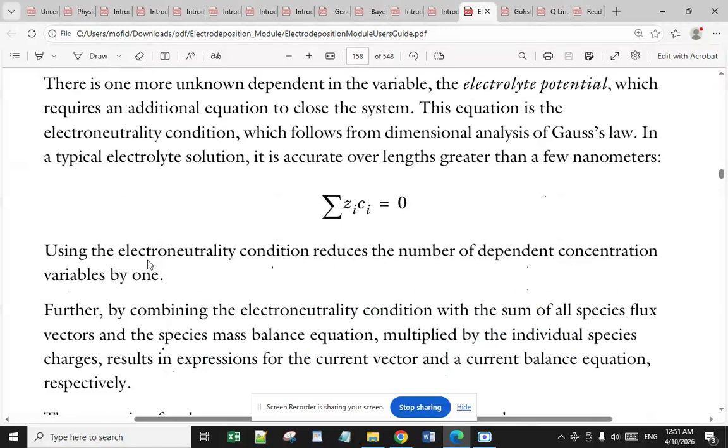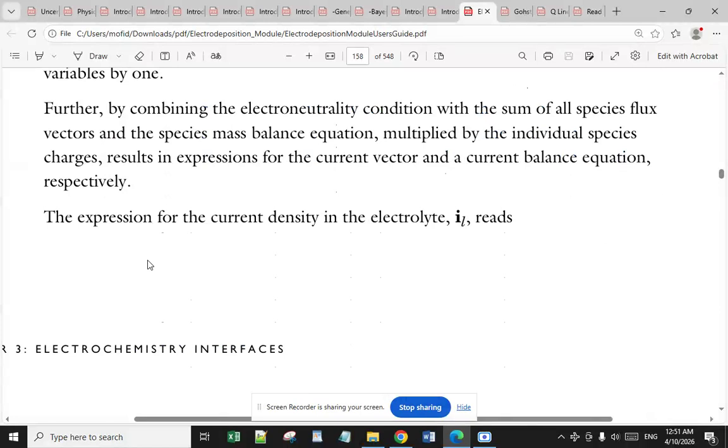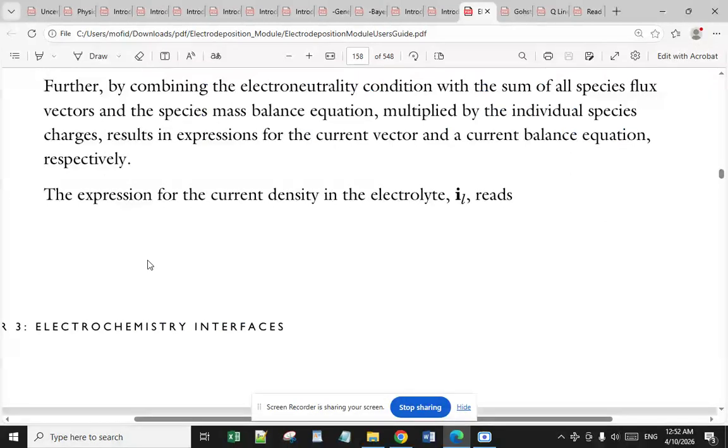In a typical electrolytic solution, it is accurate over lengths greater than a few nanometers. When sigma z_i multiplied by c_i is equal to 0, using the electroneutrality condition reduces the number of dependent concentration variables by 1. Further, combining the electroneutrality condition with the sum of all species flux vectors and the species mass balance equation multiplied by the individual species charge results in an expression for the current vector and a current balance equation, respectively.